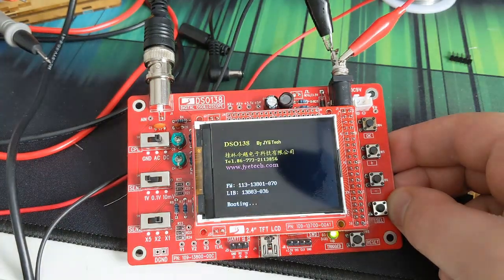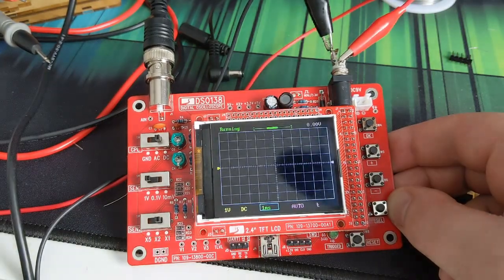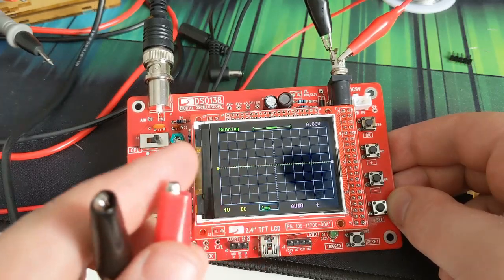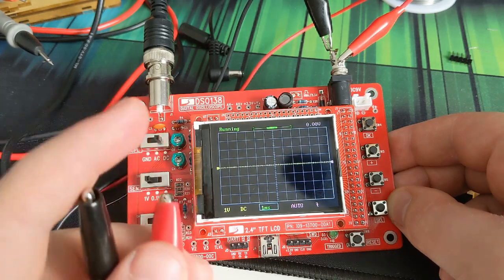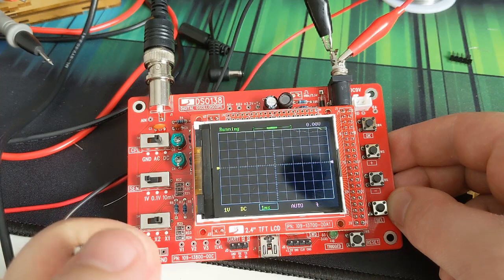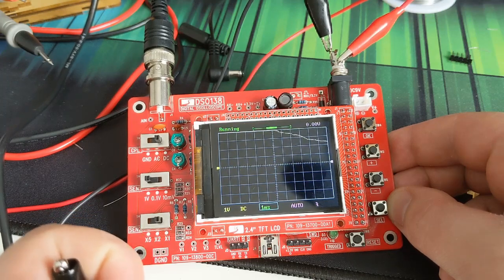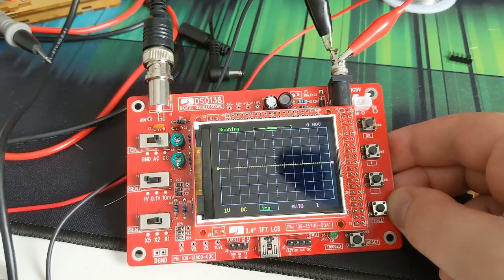Okay, the backlight's on for the LCD, and there we go. It is booting into the oscilloscope, and we can see it's running. So if we touch the probes here, we can see it's registering that we're touching the probes. Lovely. Okay, let's go ahead and look at the case that this comes in.